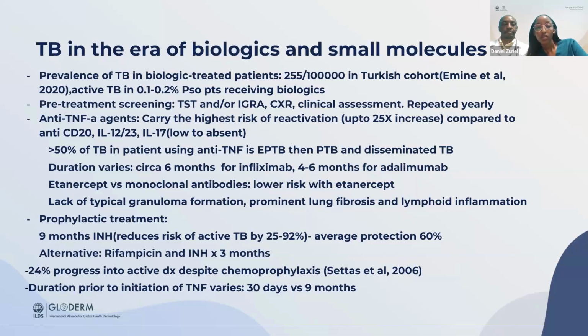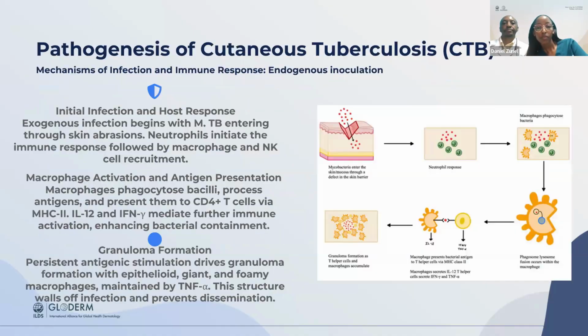So your index of suspicion has to be very high, because one of the key things when it comes to tuberculosis among patients who are receiving biologics is that the disease tends to be quite atypical, and you might lack that typical granuloma formation that you will see in a patient who has tuberculosis. They also tend to have prominent lung fibrosis and a lot of lymphoid infiltration.